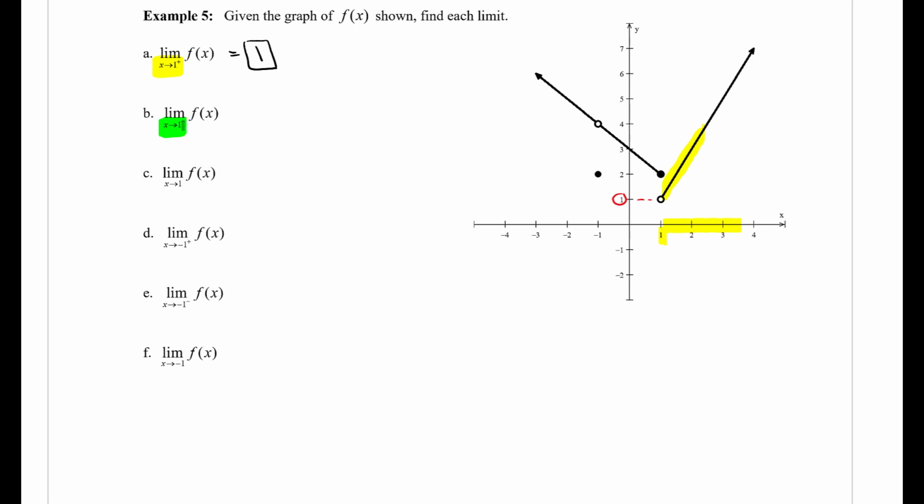1. Now B says the limit as x approaches 1 from the left of f of x, and I've highlighted x approaches 1 from the left underneath the limit in green, and I'm also highlighting in green on the x-axis and on the function what is happening as we're approaching x equal to 1 from the left. I notice that we're getting closer and closer to the value of y equal to 2, so I'm going to write the limit as x approaches 1 from the left of f of x equals 2, and I'm going to box that in.